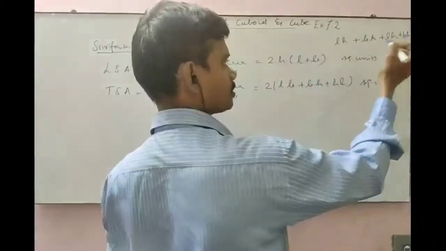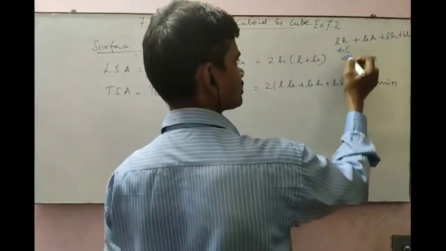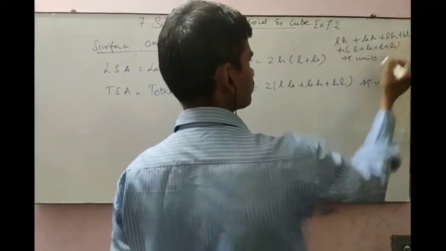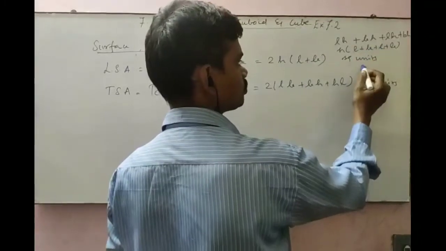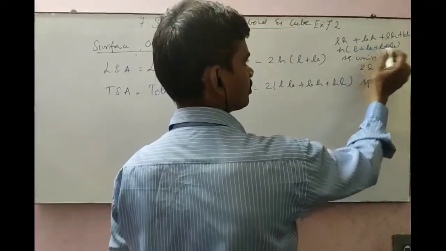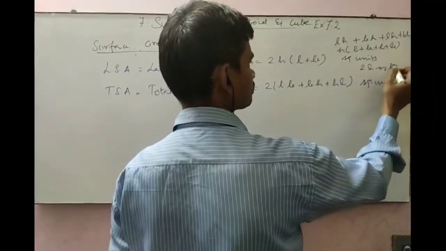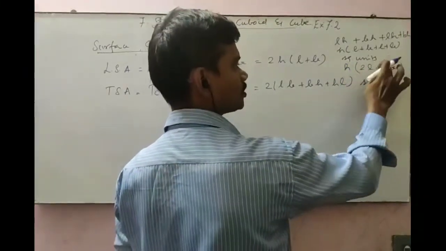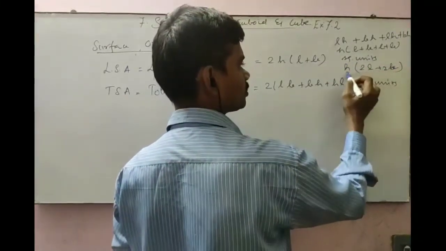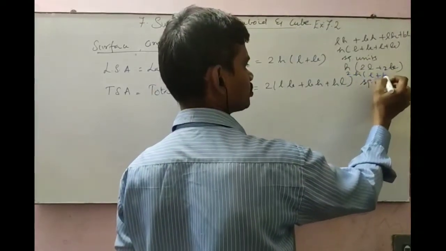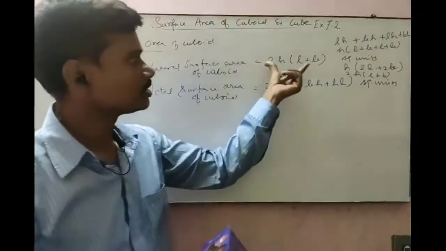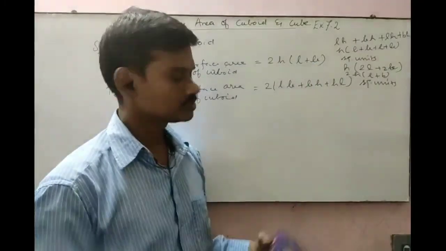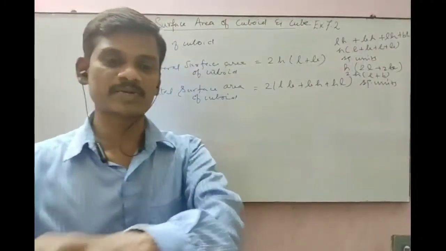In all these terms, H is common. If you take H common, it becomes L plus B plus L plus B. L plus L gives 2L, and B plus B gives 2B, into H. Again, from these two terms we can take 2 common, and you will get 2H into (L plus B). So this is the formula given here as 2H into (L plus B). This is how the formula is derived.